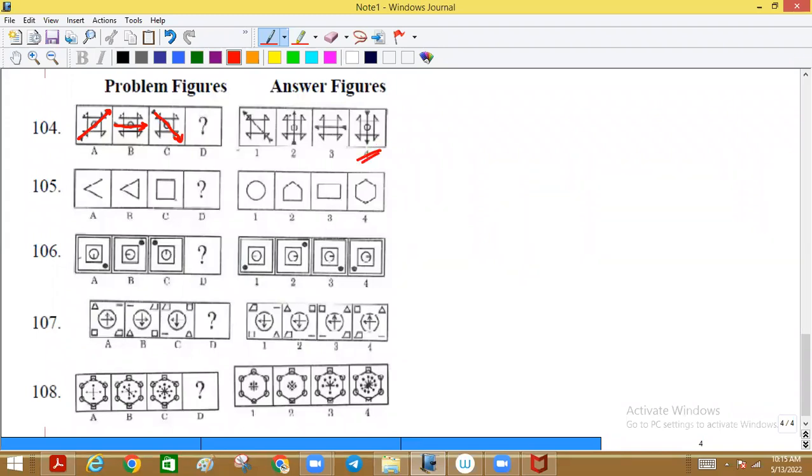105 is easy. So here 2 lines, 3, 4. So what is your answer? Obviously 2. Next one. This is important for the exam. Try to attempt it. 106.